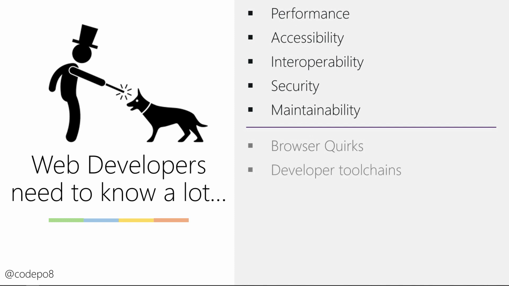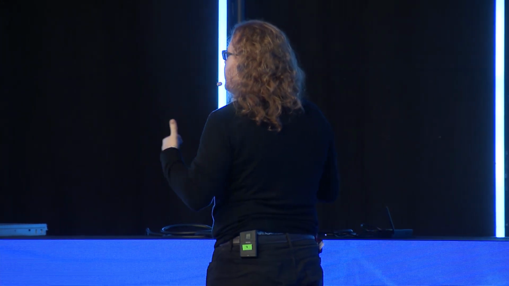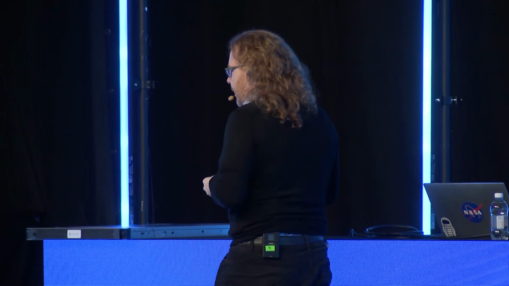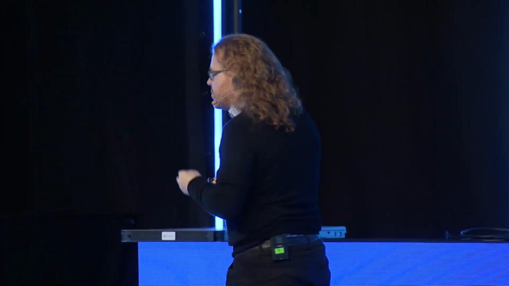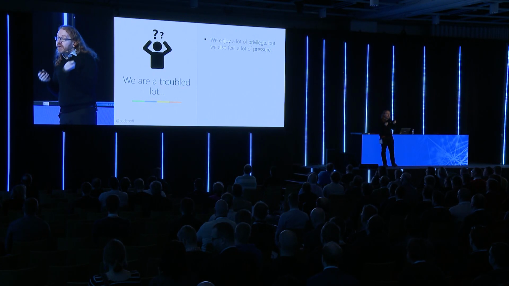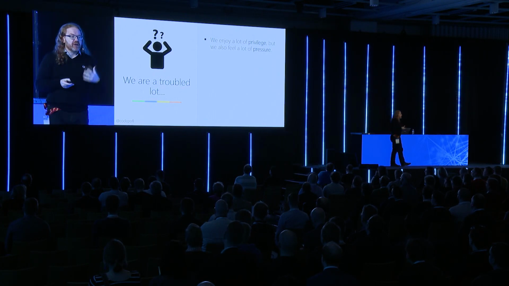Developer tool chains, whatever you want to actually subscribe to. The browser developer tools, abstractions, the command line interface, and editors. These are all things that a common web developer nowadays needs to know, not like, what is the color code for background blue? And we're troubled by that. We actually enjoy a lot of privilege. We love being what we are, but we actually feel a lot of pressure.